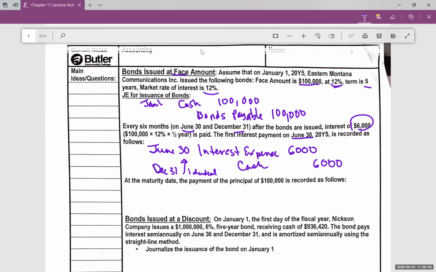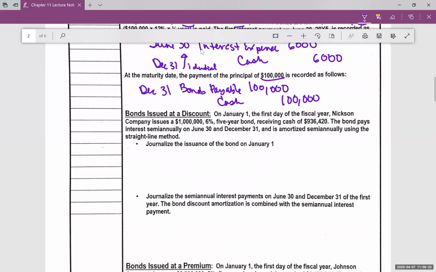At maturity date, let's pretend it rolls around. How long is this thing out? 5 years. At maturity date, the payment of the principal of $100,000 is due, and it's recorded as follows. So December 31st, bonds payable, finally going to clear out this account with a debit, and they paid that back with cash. Okay, that was the very most simple one because the interest of the market equaled the interest of the contract of the bond.